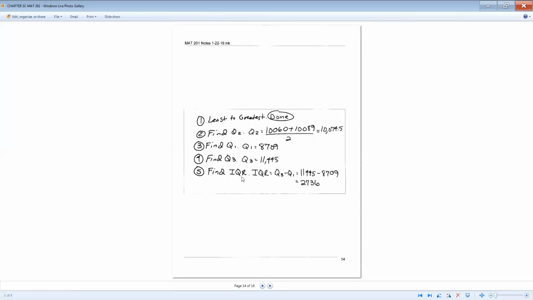Now I can find my IQR. It's Q3 minus Q1. And that gives me 2736. And going back to Q2, Q1, Q3, don't forget all they are medians. We're just finding middle values. Don't forget that process.